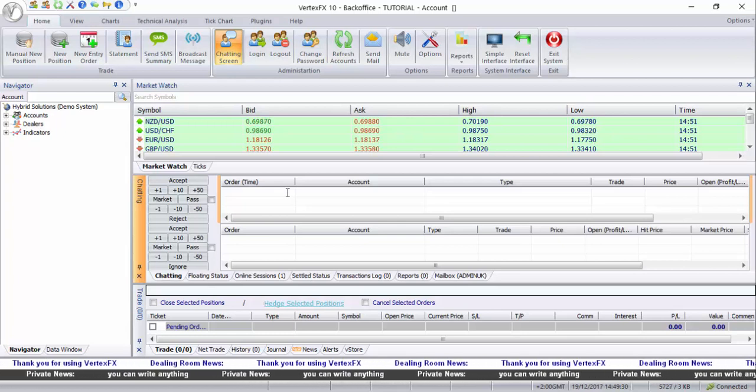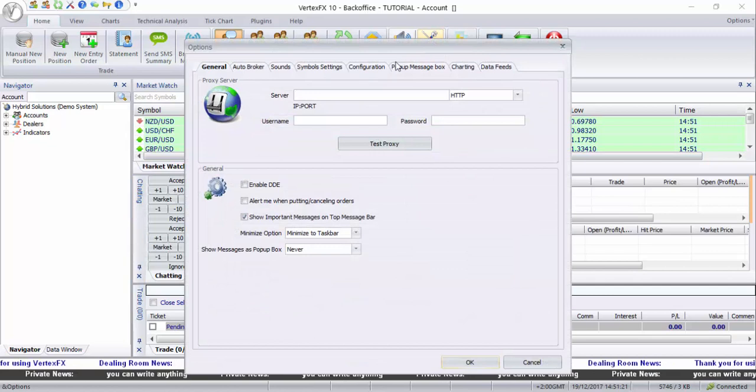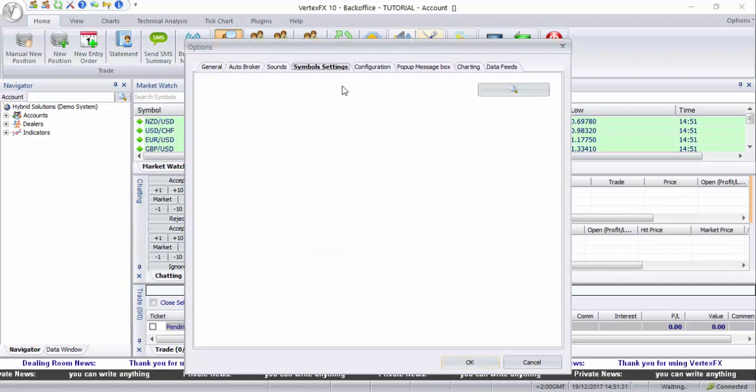This is actually a series of tutorials about the VertexFX BackOffice, a detailed tutorial on how to use it. Finally, we've reached the last chapter in our series, which is the options symbol settings.